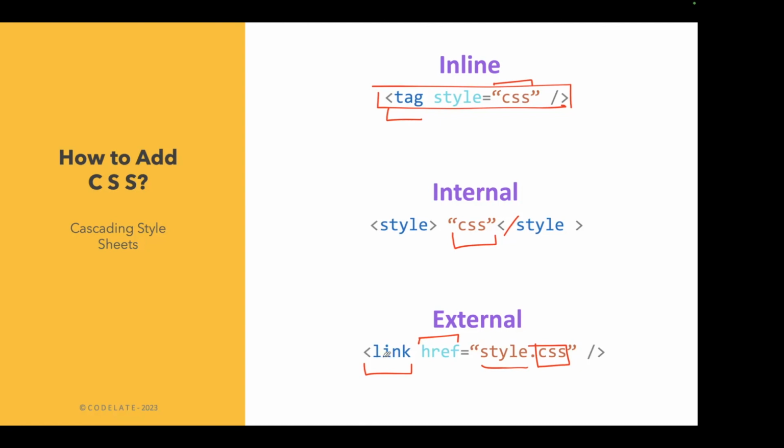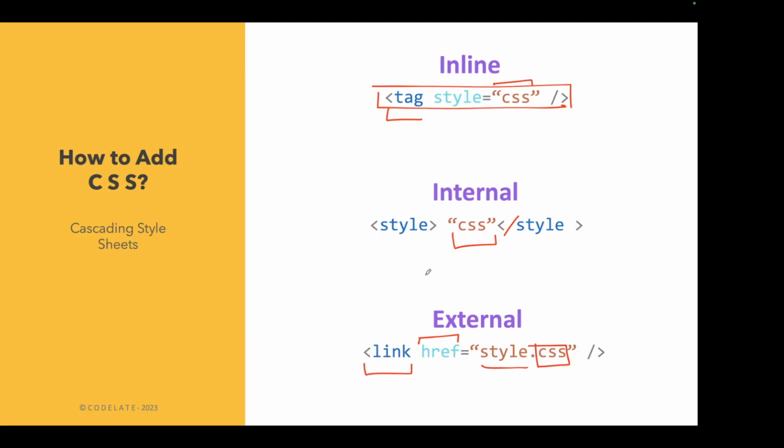You remember last week, we did HTML boilerplate. So inside the head of that boilerplate, you're going to have a link tag that carries an href attribute with the name of this CSS file that you have created. So these are the three methods by which we add CSS.